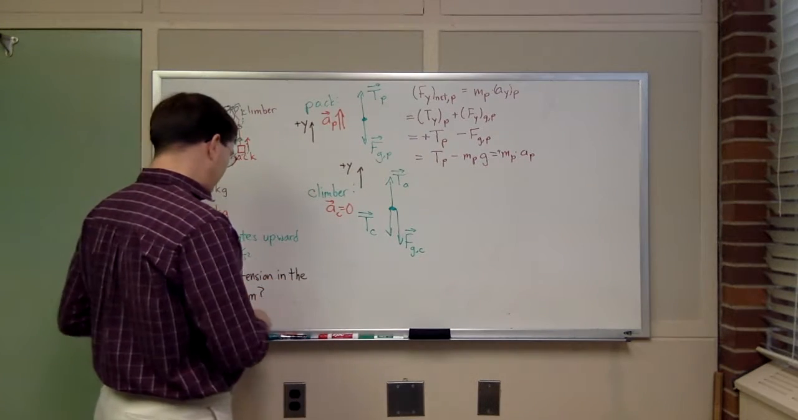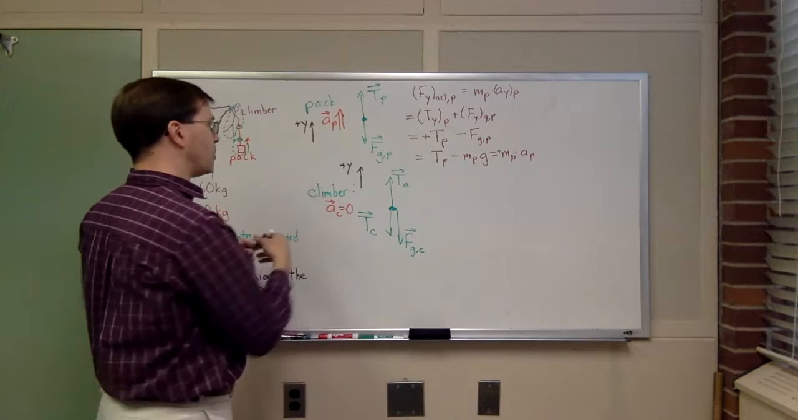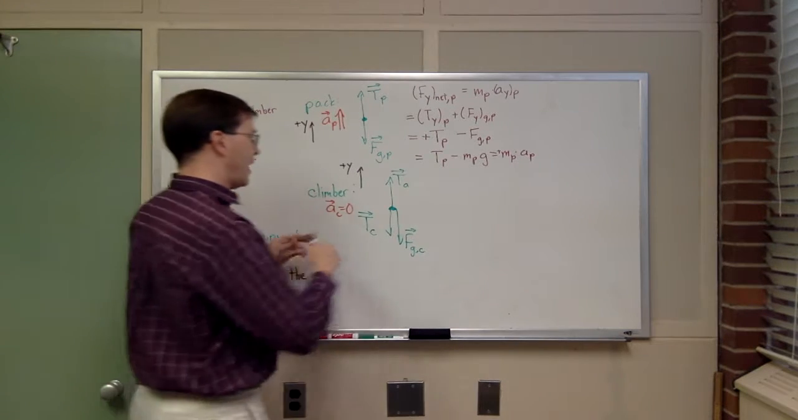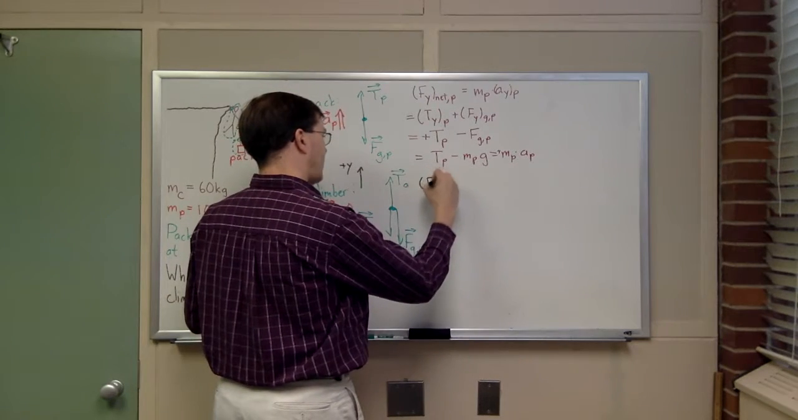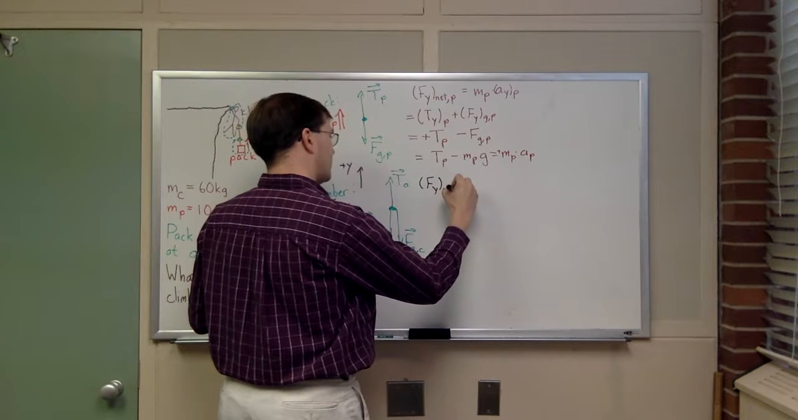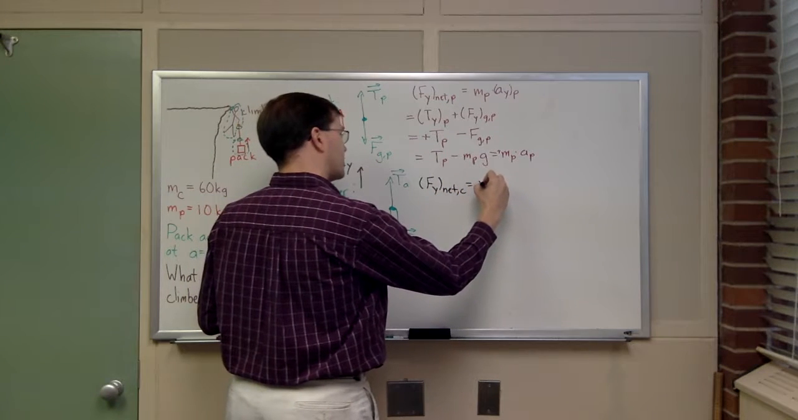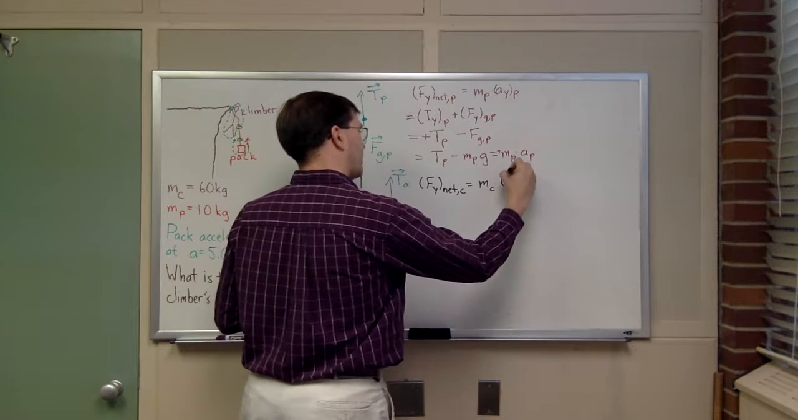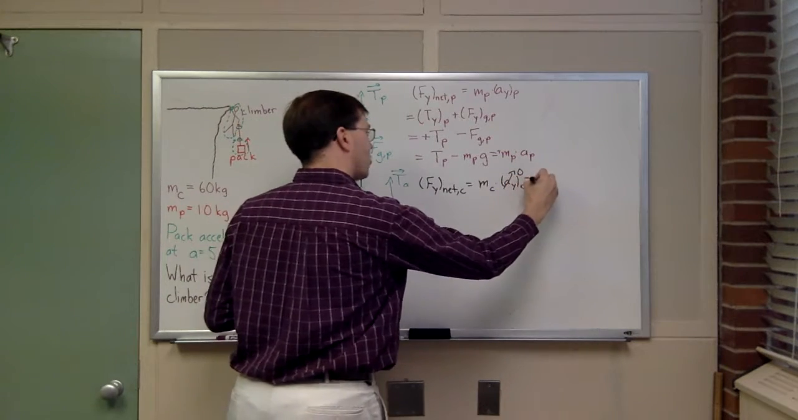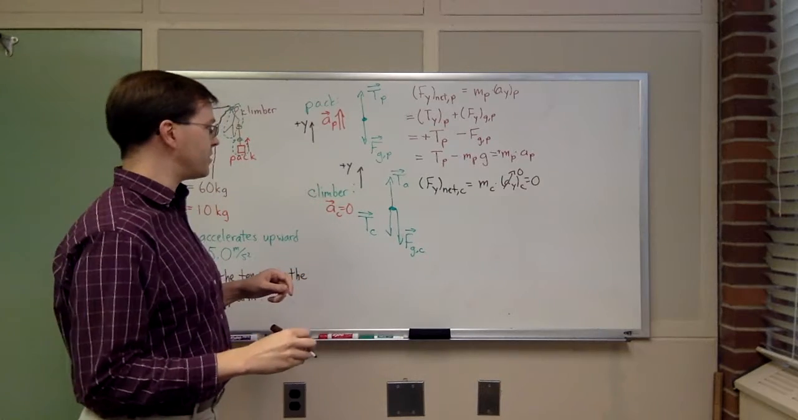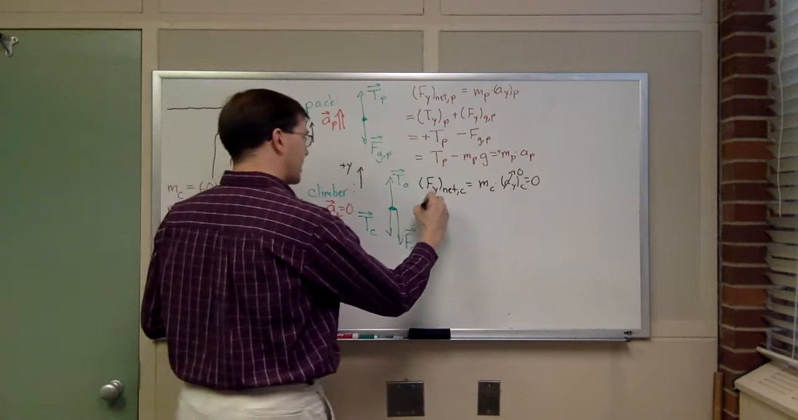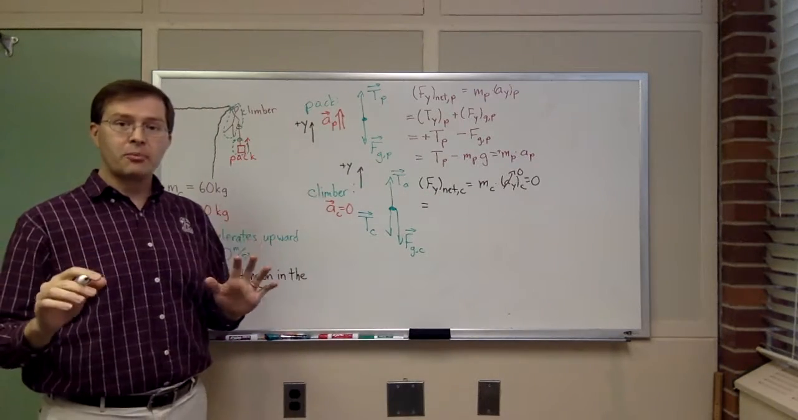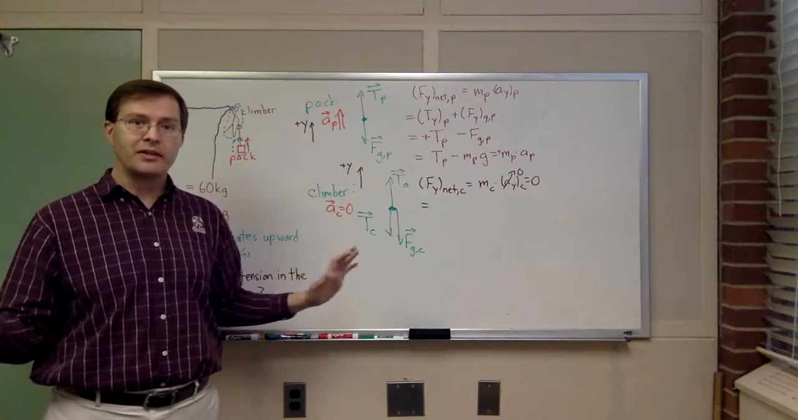I can do the same thing down here for the climber. Same story. I say that Fy net for the climber equals mass of the climber times Ay for the climber. I know that's going to be 0, so this whole thing will be 0. That's an easy step to do. And for my net force, again, my first step writing down the components is completely brainless.